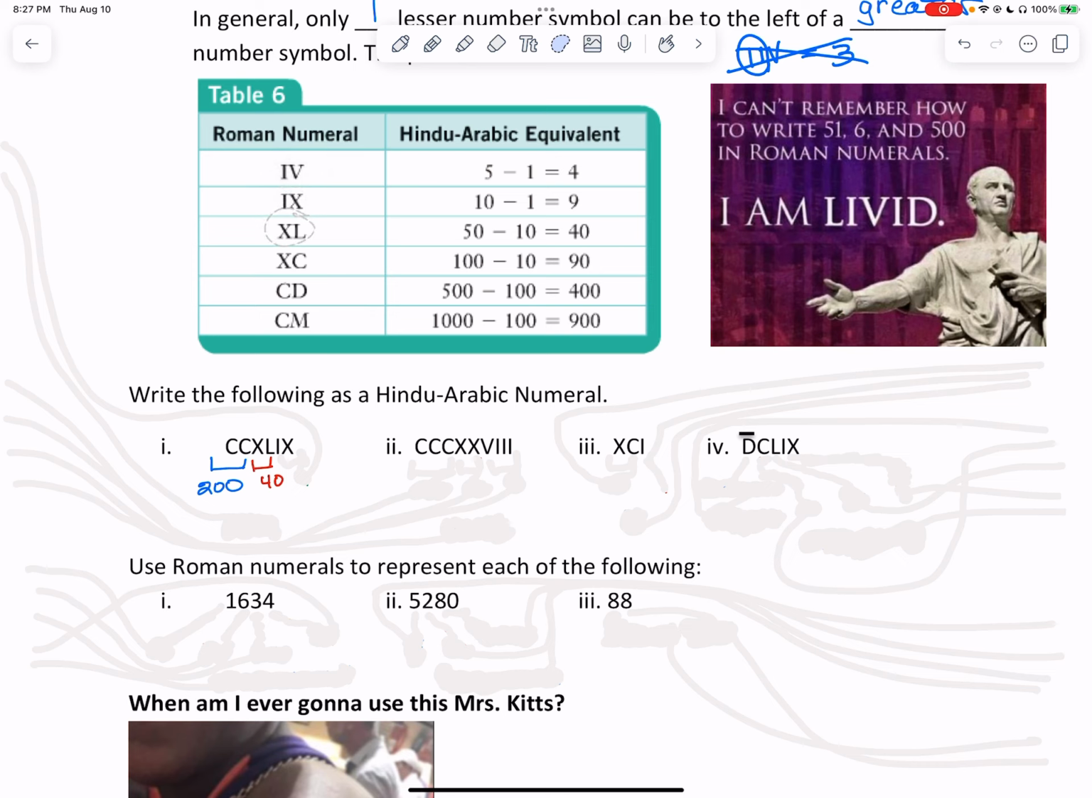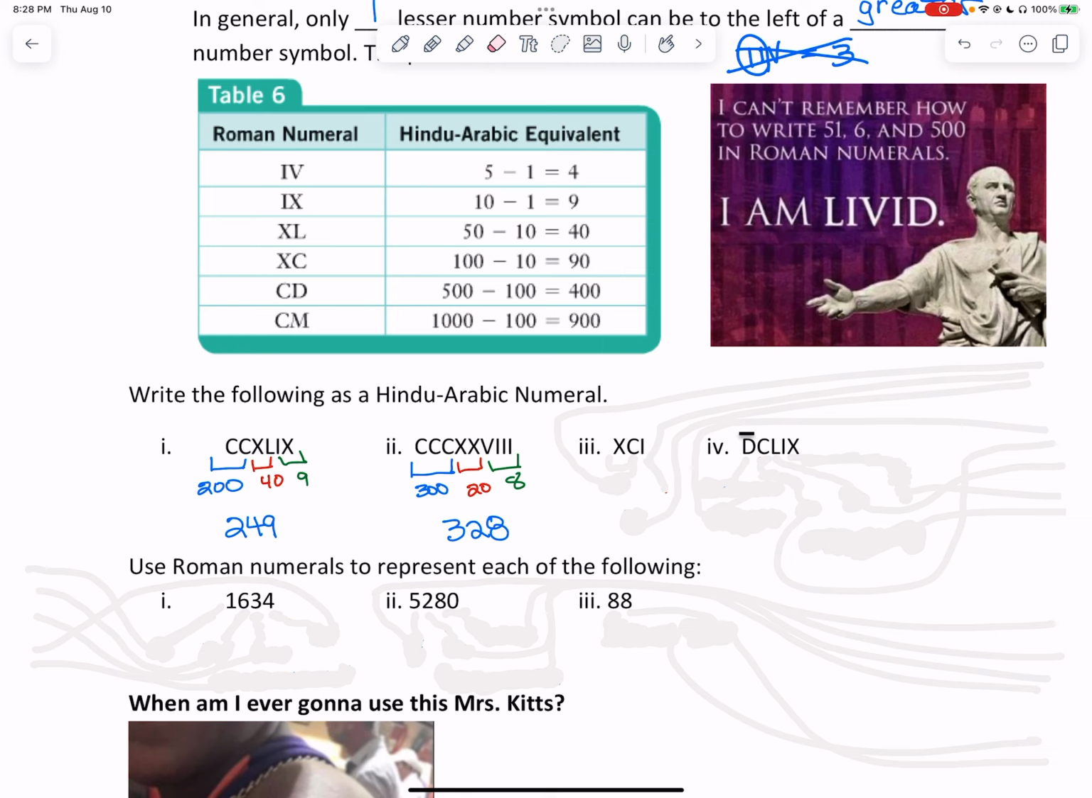Okay. And then what's next? We've got a 1 and an X. Notice the 1 is less than the X, so we're going to subtract. So that's going to be 9. So we just add all those together. We get 249. So the next one, and you can practice these in class as well. So we've got 3 C's together. So C's 100, so that's 300. We got 2 X's together, so that's 20. And then we got a 5, a V, and 8. Notice that those 3 come after the 5, so we add them. So 300 and 28, that's going to give me 328.